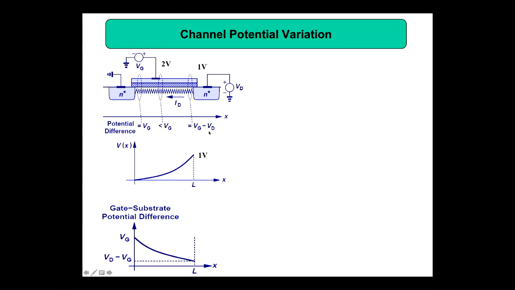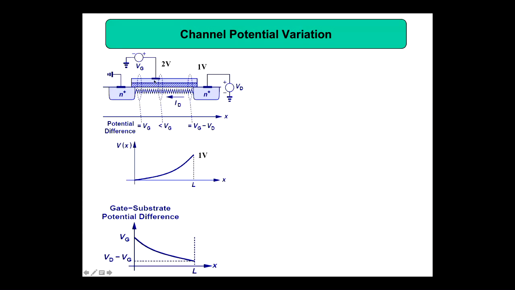So what do you mean by gate substrate? Now we are going to see, you have connected 2 volt here, and then we are going to find what is the voltage between the gate and each point in the channel. Like this point and this point, what is the potential difference? This point and this point, what is the voltage? So my question is, between the gate and maybe this part, what is the voltage?